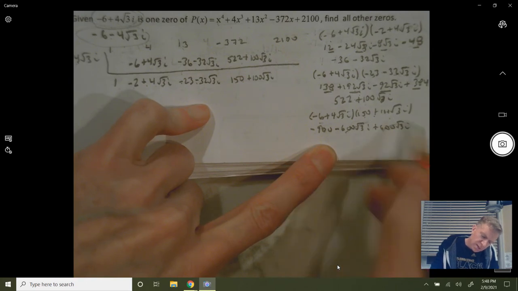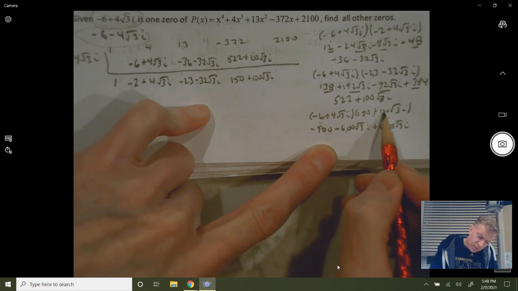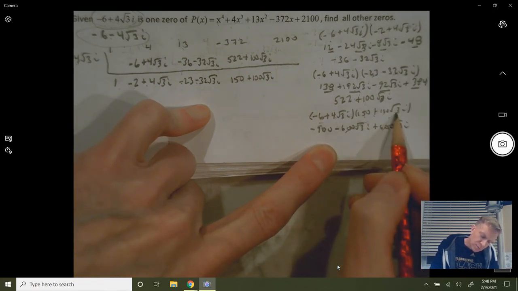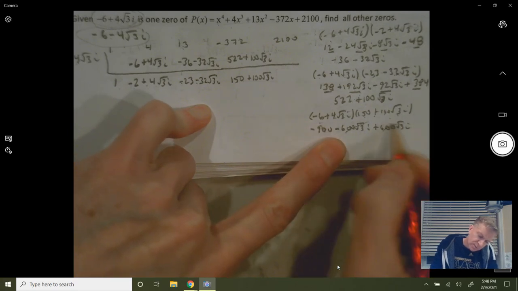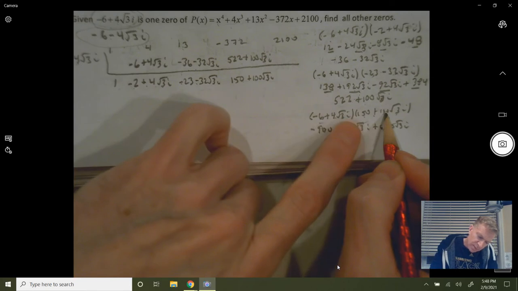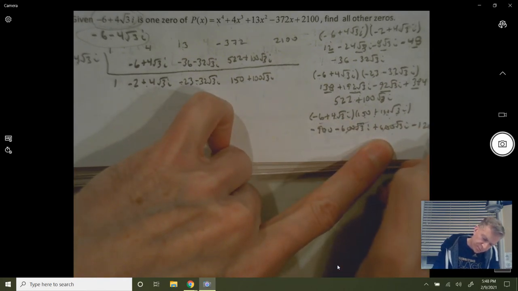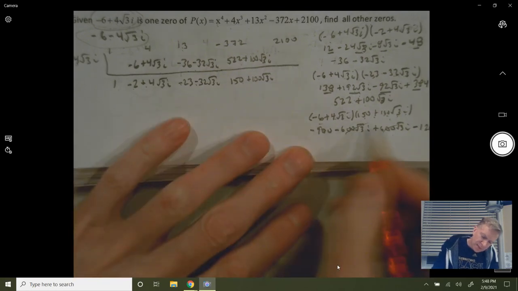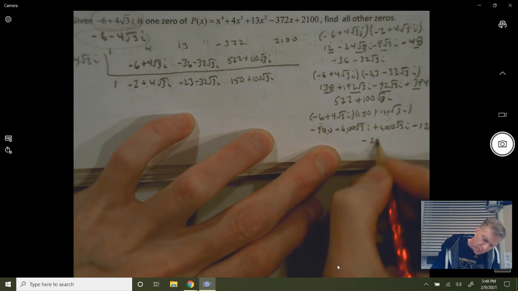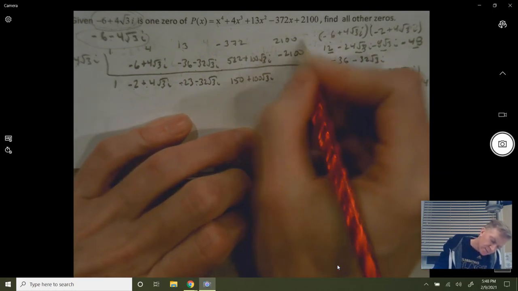Those will cancel. And then the last, I've got 4 times 100 is 400 times rad 3 times rad 3. That's times 3. So 400 times 3 gives me 1200. They're both positive, but then I'm multiplying by i squared, which makes it negative, minus 1200. Okay, these cancel. -900 minus 1200 gives you -2100. That goes up here, minus 2100. That gives me a 0.